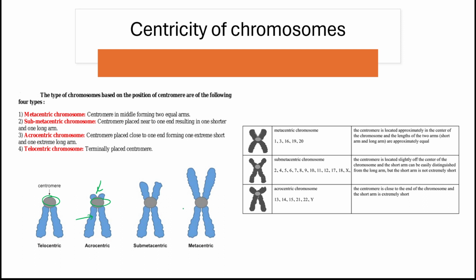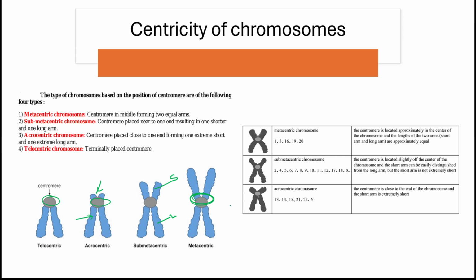In metacentric, it is present completely at the center, but in submetacentric, it is slightly dislocated, slightly off from the center, so that you can see a short and a long arm. Now, acrocentric, you would see usually at the end. So there's obviously a short arm along with a very prominent long arm as well. Now, this of course has to be remembered.